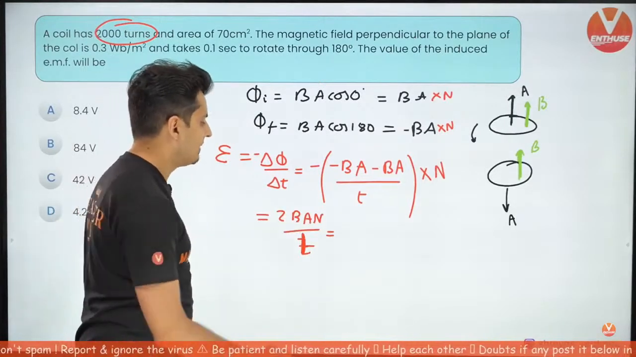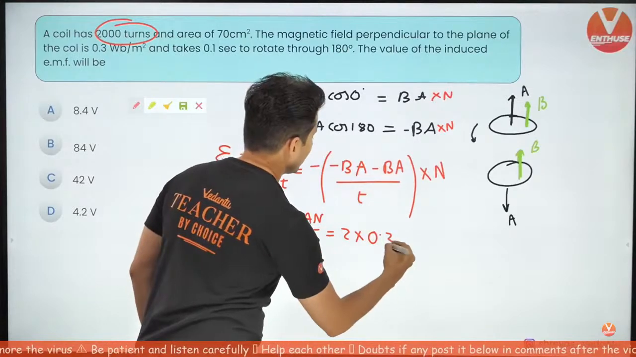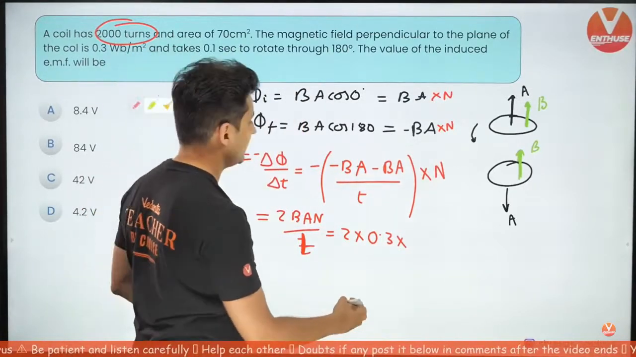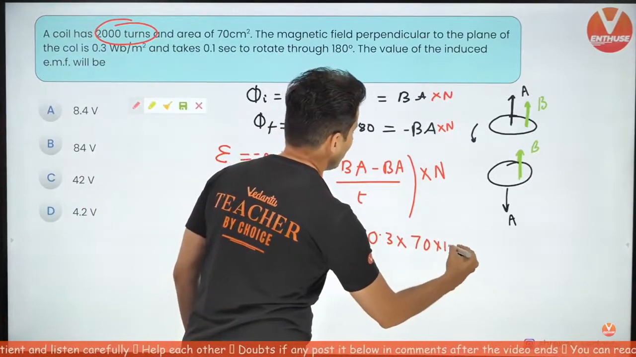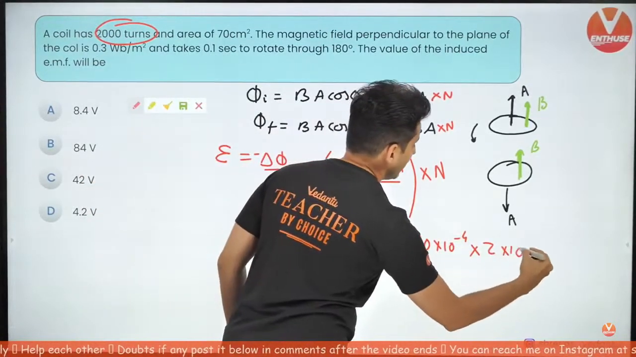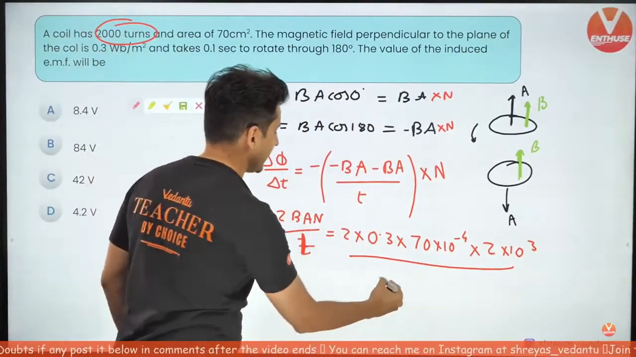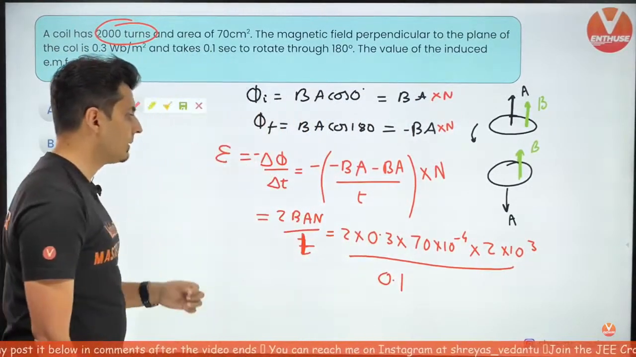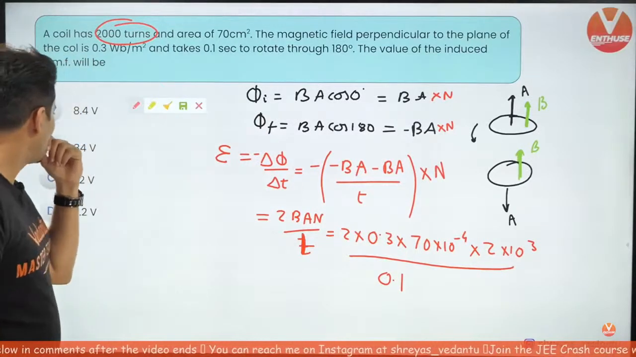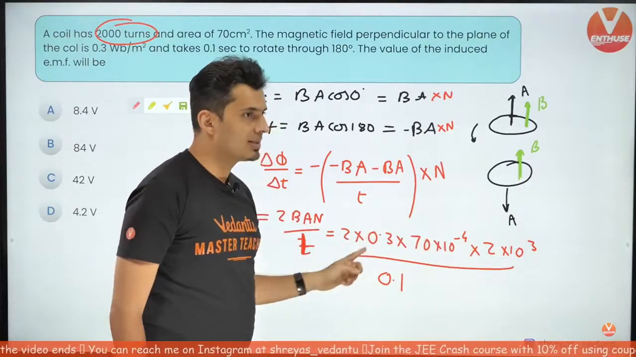Now just substitute the values. So 2 into field, which is 0.3. The area is 70 into 10 to the power minus 4, into turns 2000, which is 2 into 10 to the power 3. The whole thing divided by the time, 0.1 second. That's it. Just do the math and you'll get it. So 2 2s are 4, 7 3s are 21, 21 4s are 84.